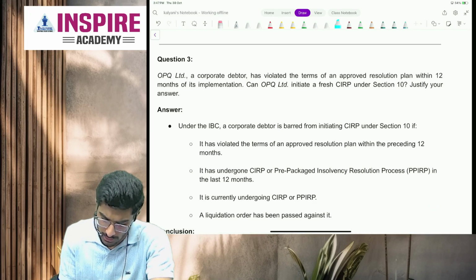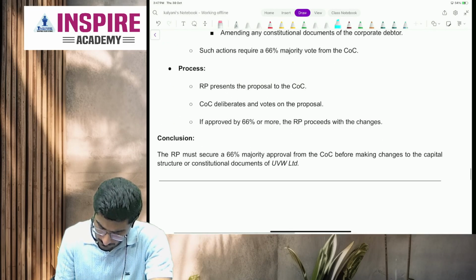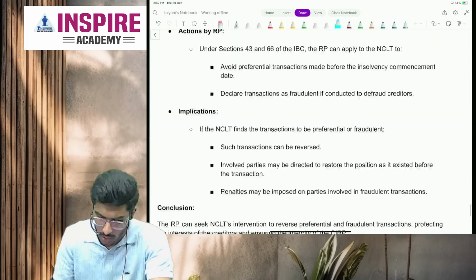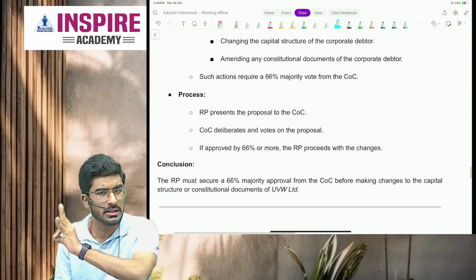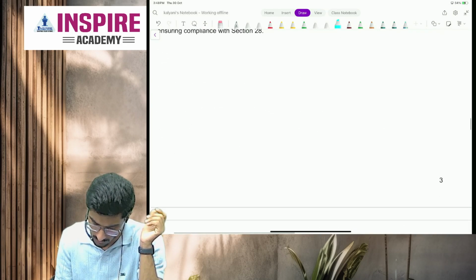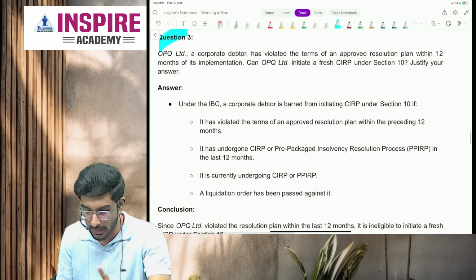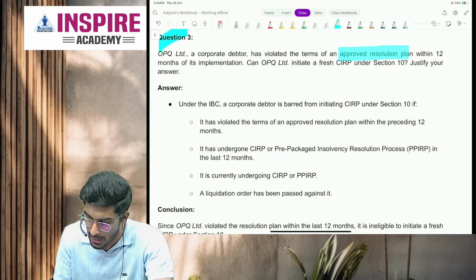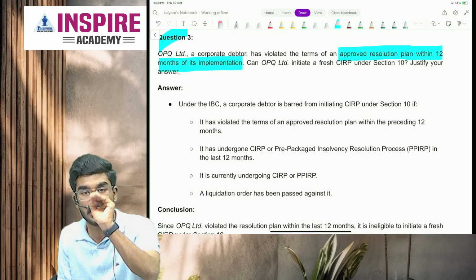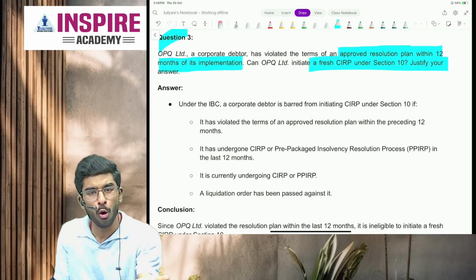Next, question number 3. How many questions are there? 1, 2, 3, 4, 5. Additional 5 questions. Very easy, people. It is extremely easy. Just be with me. OPQ Limited, a corporate debtor, has violated the terms of an approved resolution plan within 12 months of its implementation. He has violated the plan. Can he now again initiate CIRP? No. Over here, the answer is done, people.